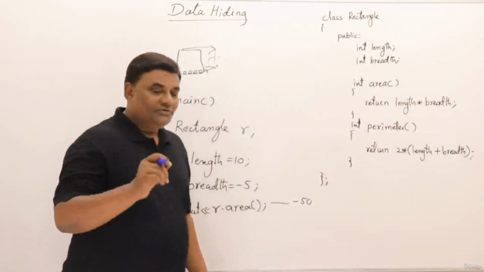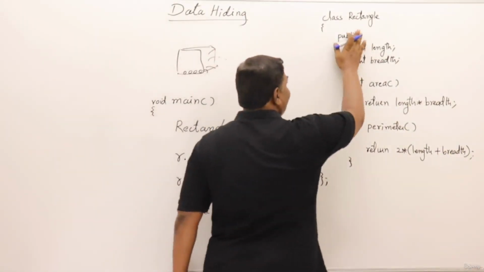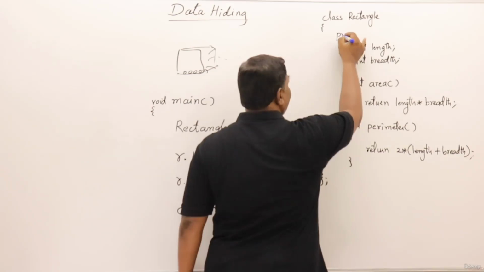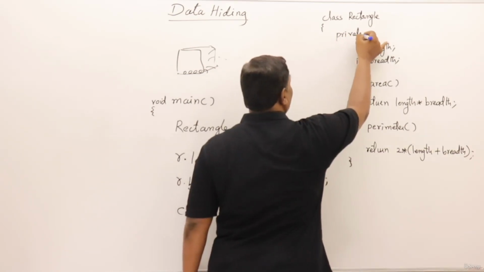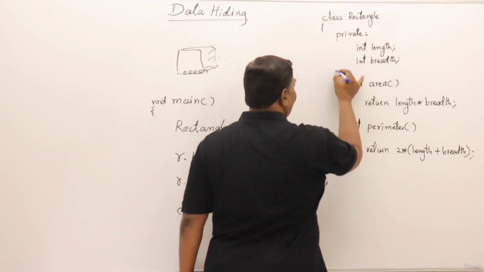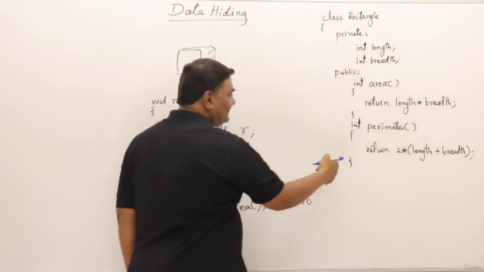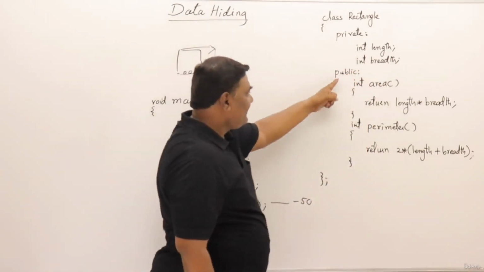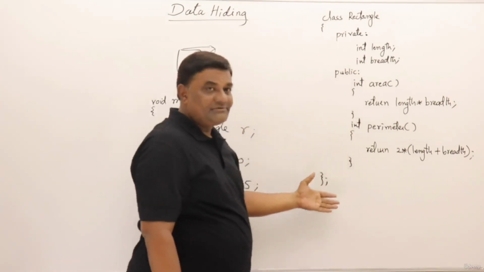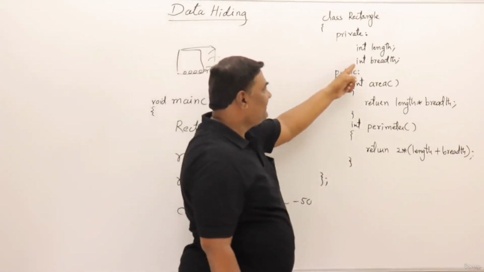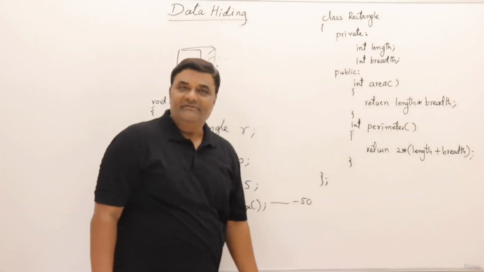Let us see what to do now. We will make these data members private and functions public. From the point where I have written public, everything below that becomes public, and from here to here it is private. So data members are private.